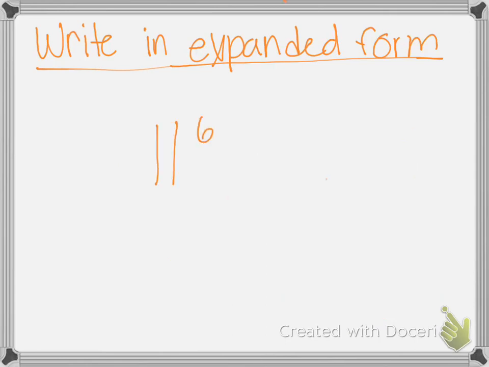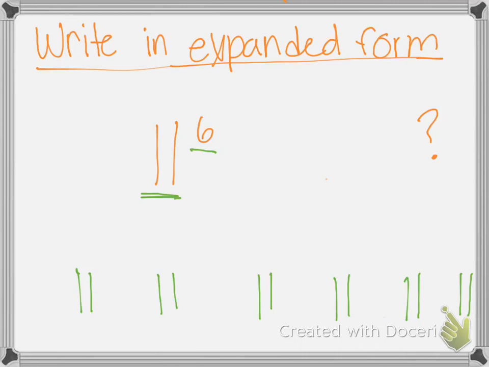All right, now let's try one more. Please write 11 to the 6th power in expanded form. So what you should have gotten for this answer is we write 11, the base number, 6 times. 1, 2, 3, 4, 5, 6, and we multiply them all together. We expanded it out. Awesome.